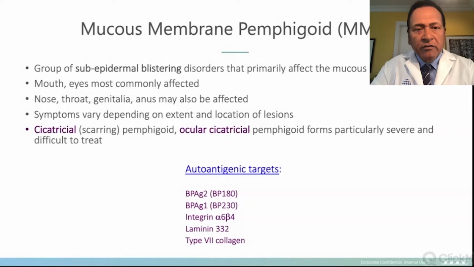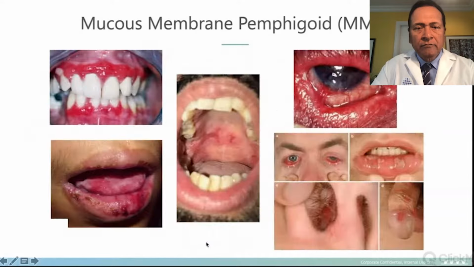But in general, the MMP group affects, as its name says, the mucous membranes. The mouth and then the eyes are most commonly affected, but it can affect other mucosal surfaces as well. And a number of different autoantigenic targets have been identified: BP180, BP230, integrin alpha 6 beta 4, laminin 332, and type 7 collagen. So here you see some examples in the oral mucosa, ocular sites, and genital sites.